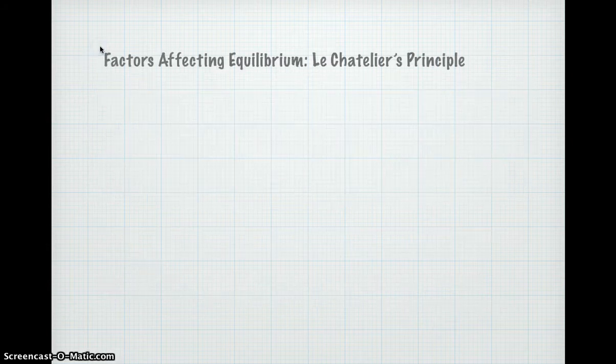All right. What factors will affect equilibrium? Well, this is Le Chatelier's principle, and I'm going to really need you to concentrate on this.